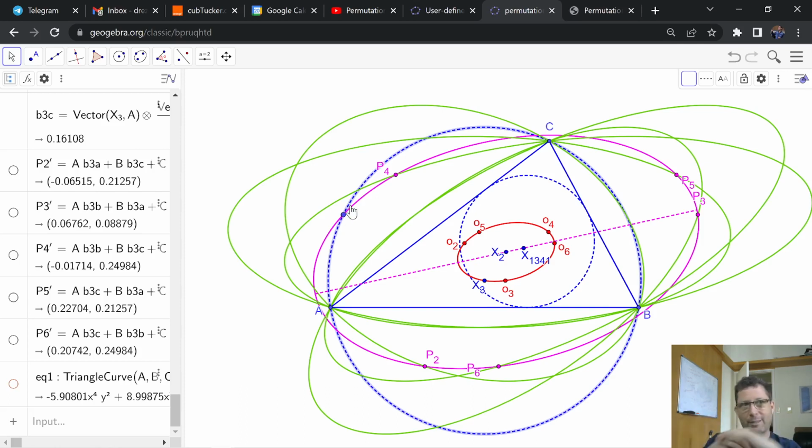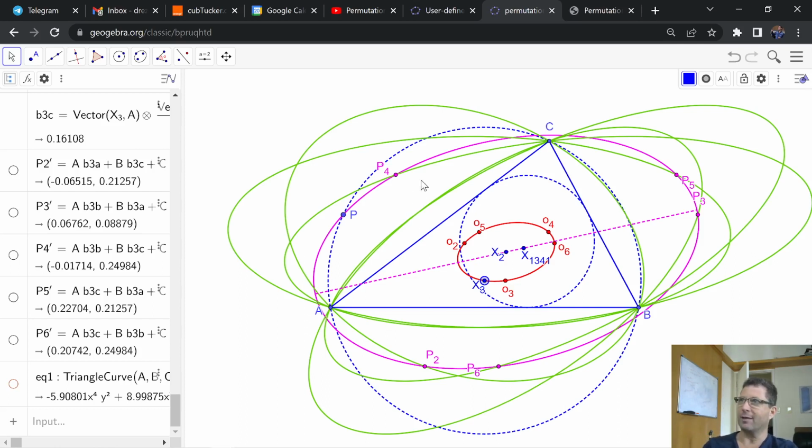So let me put this on hold for a minute and talk about this red ellipse here in the middle. It turns out that the centers of the 5 green ellipses, which I'm showing here as O2, O3, O4, O5, and O6, are concyclic with the circumcenter, I mean they lie on this red conic here. Now it turns out, Peter Moses told me this, that this conic is also homothetic to the Steiner circumellipse.